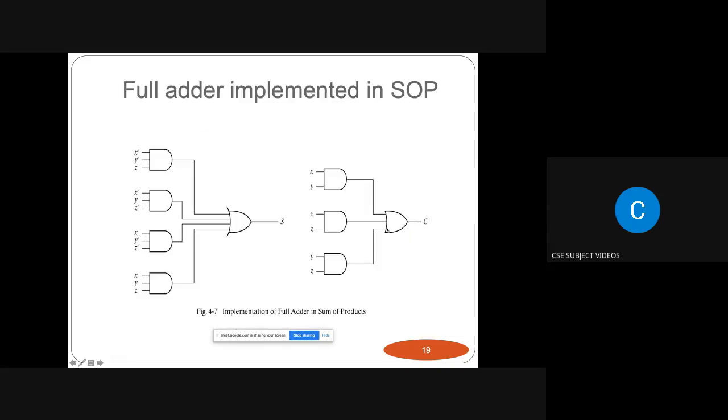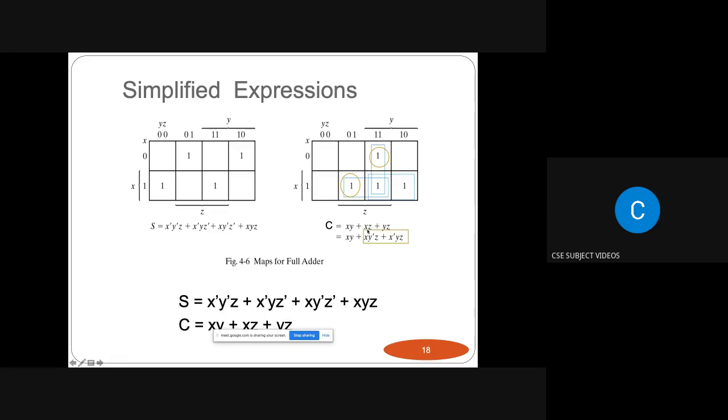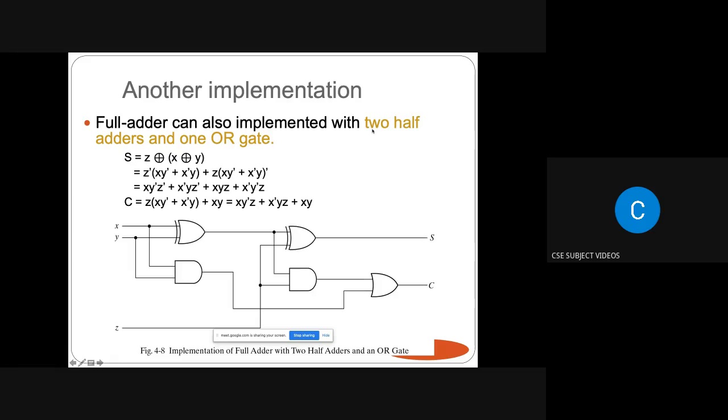So in order to implement the full adder with two half adders and an OR gate, we are considering xz as xy'z and yz as x'yz. Without making the pair combination, we are considering the single ones here. So this one is considered a single one, this one is considered a single one, and we are making the pair possibility for this one only. So here we are considering the expression for C like this, so that we can implement the full adder with two half adders and an OR gate here.